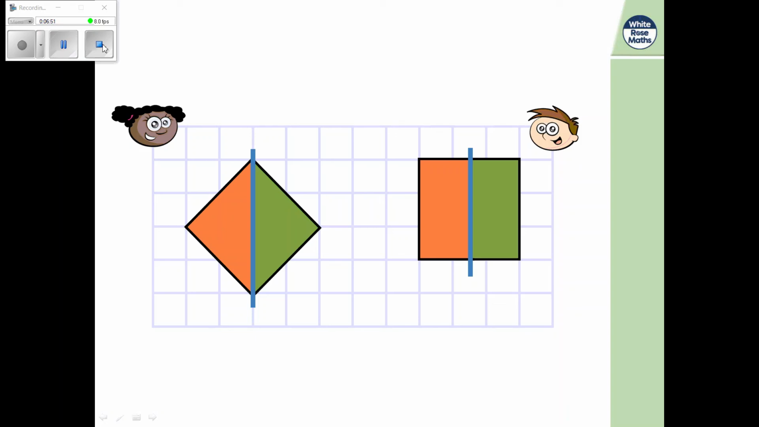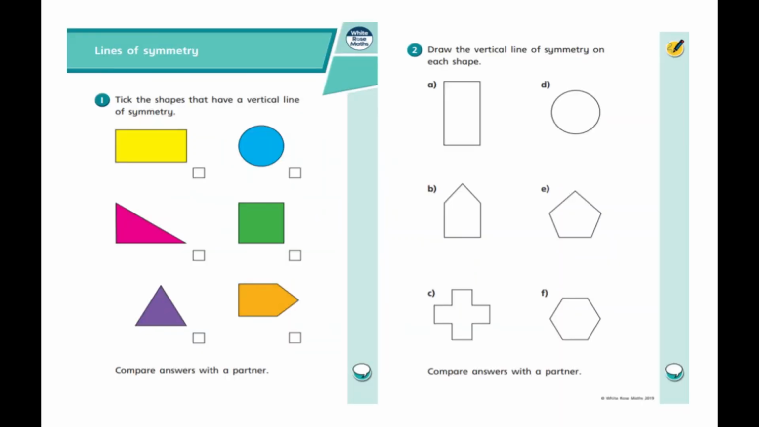So let's get going. This is our bronze sheet today looking at lines of symmetry, just like we did in the warm-up. Tick the shapes that have a vertical line of symmetry. Number 2, we want you to draw the lines of symmetry yourself for each shape, so please use a ruler when doing so.